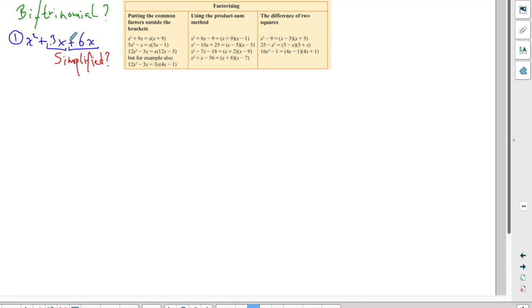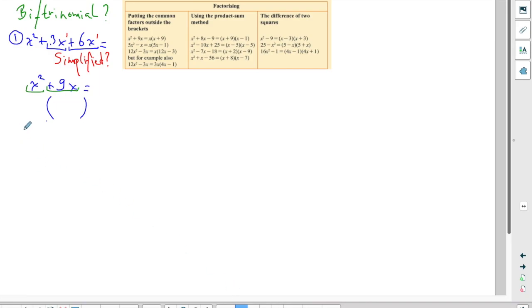This is x to the power of 2, x to the power of 1, and this is x to the power of 1. So I can take them together. So if I simplify this expression, I get x squared plus 9x. And if I want to factorize, I recognize a binomial with one term an x squared and the other term is plus 9x. So I will start with only one pair of brackets.